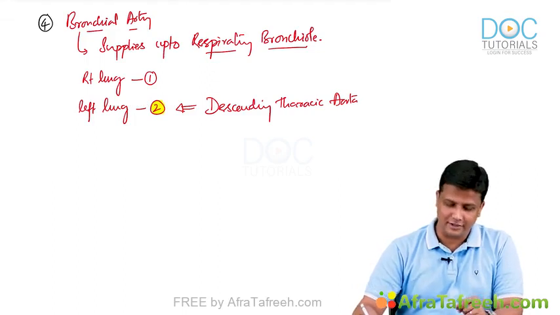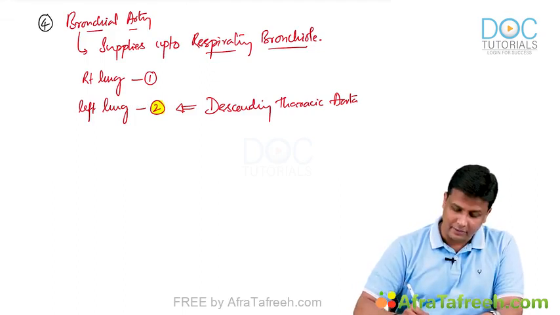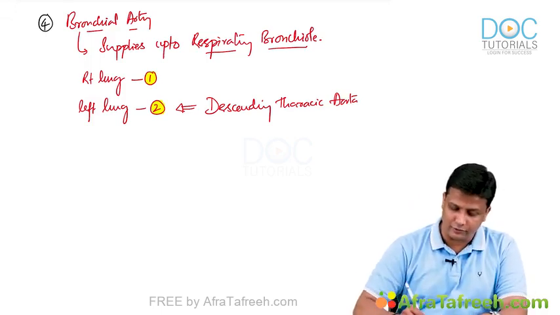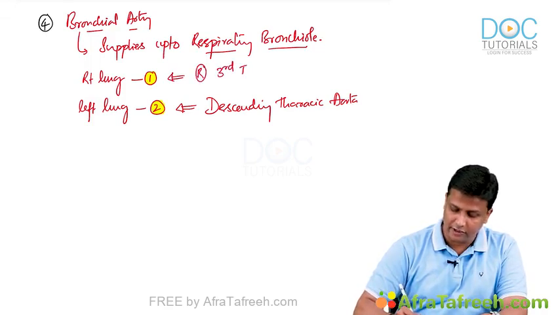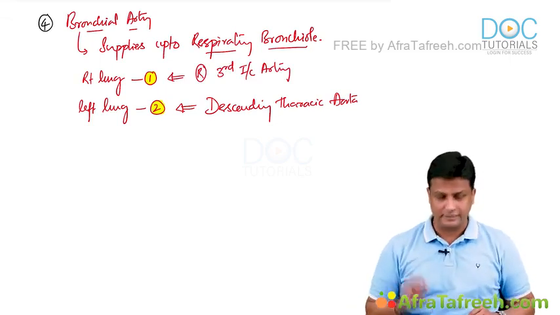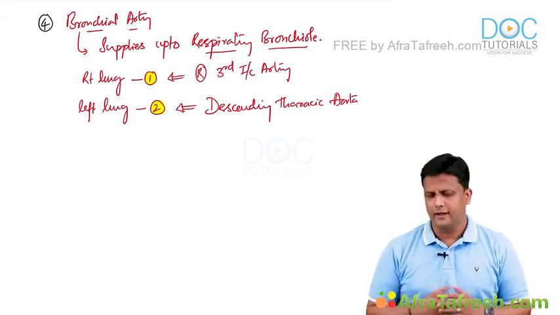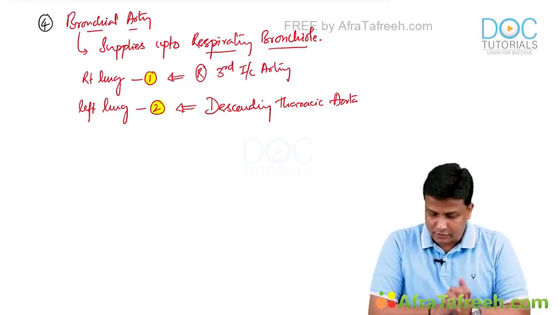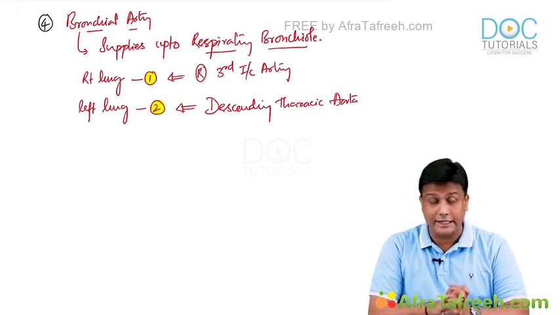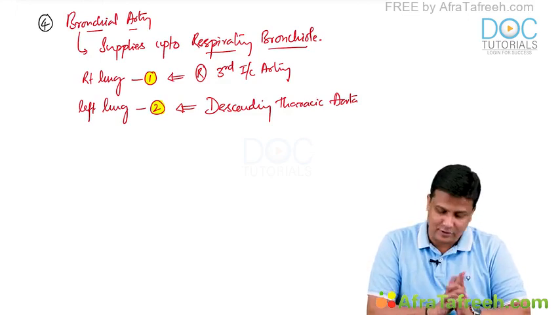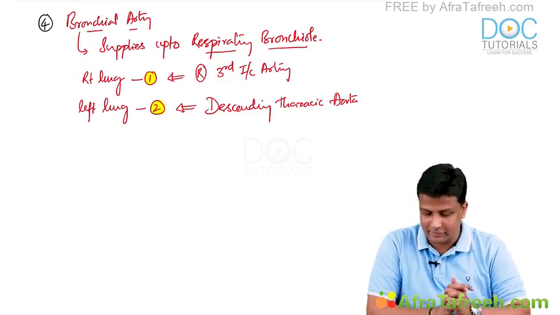What they will ask you in the exam is about the right lung. The right lung is supplied by only one bronchial artery, and that bronchial artery is a branch of the right third intercostal artery. That's important. And the intercostal artery is again coming from the aorta only, guys. So remember, it is the right third intercostal artery from where you get that one bronchial artery towards the right lung. The left lung is supplied by two bronchial arteries, the right lung by only one.